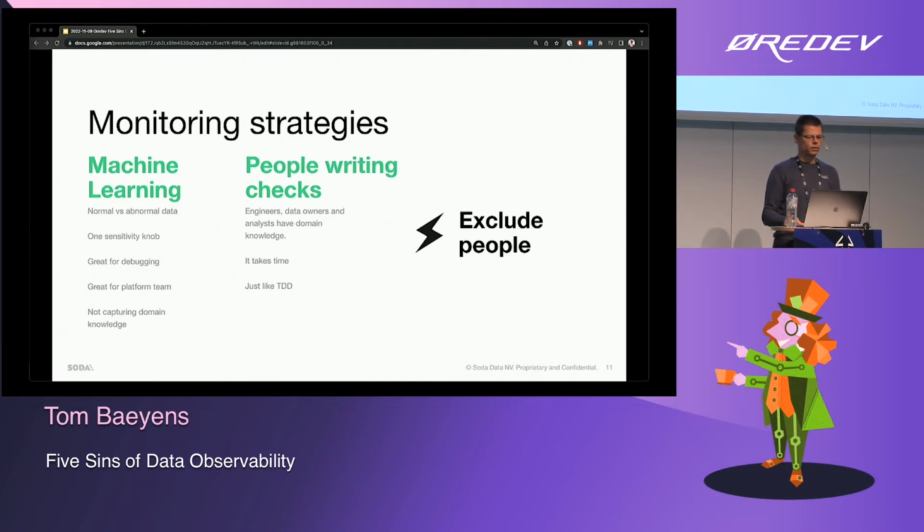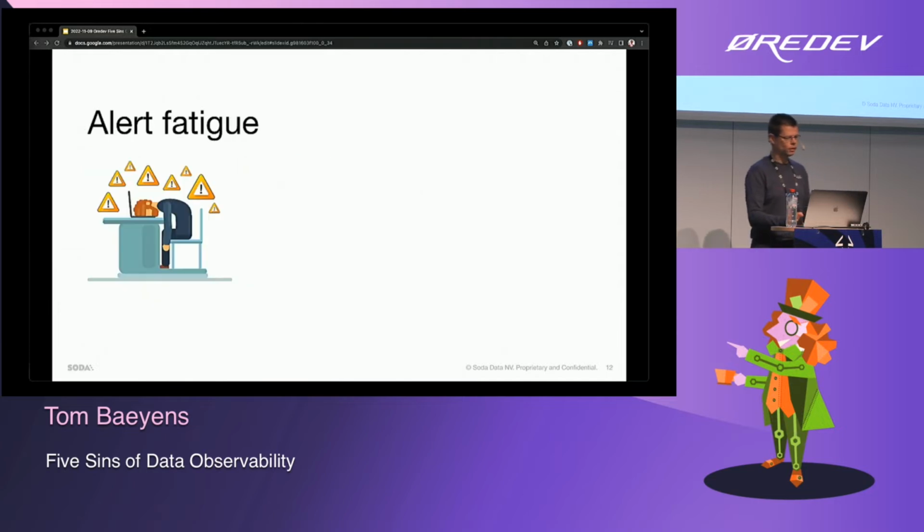So the second sin here is to try and exclude the people and only rely on the machine learning. And so, of course, that sounds like an open door coming from the engineering background, as I just mentioned, right? With this background, we can turn to one of the big pitfalls that you can get into as you're getting started with data reliability, data observability, and that's alert fatigue.